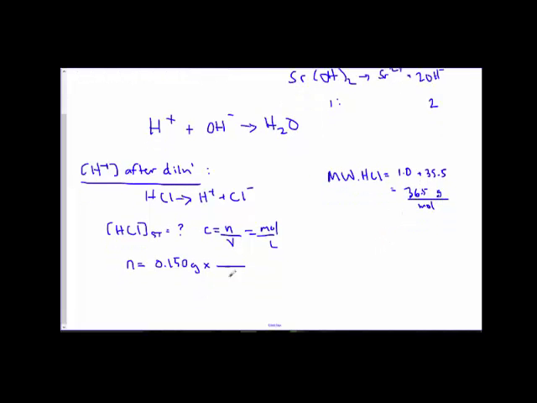So I can put that conversion factor in. I'm going to put my 1 mole on the top, and my 36.5 grams goes on the bottom. And that's so that I can cancel out grams and be left in moles. So moles of HCl is equal to 4.10958 times 10 to the negative 3.